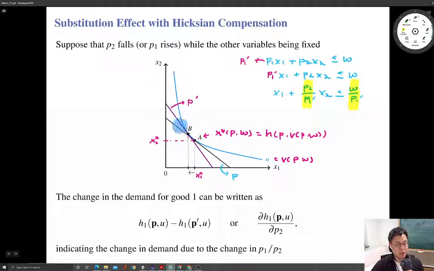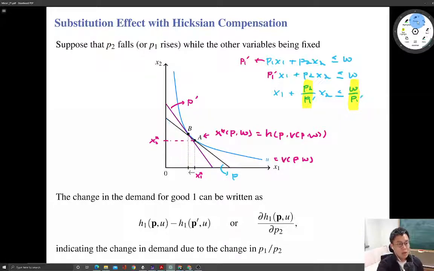Now we imagine the price changes. We can consider two possible cases at the same time: the price of good 2 falls, or the price of good 1 increases. If P1 increases, then the budget line will shift inward like this, toward the origin. But if P2 falls, the budget line will fan out, shifting out like this. In either case, the slope of the new budget line is identical with the slope of this purple line.